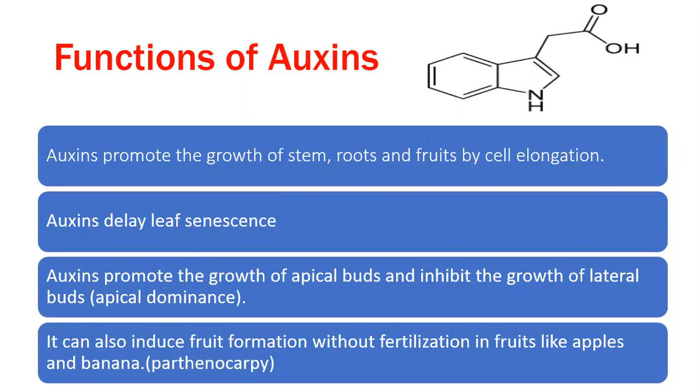It can also induce fruit formation without fertilization in fruits like apples and banana. This phenomenon is known as parthenocarpy, and the fruits that are formed by parthenocarpy are known as parthenocarpic fruits. The parthenocarpic fruits are actually seedless.